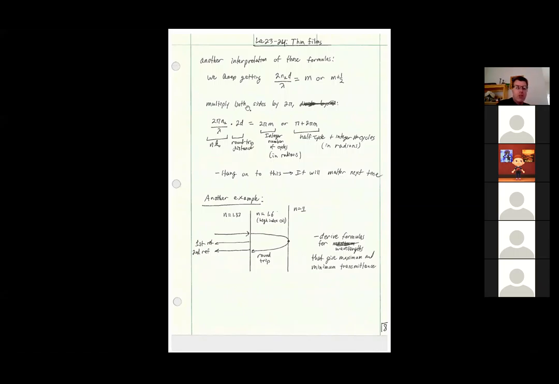If we multiply both sides by 2 pi, then we've got 2 pi n2 over lambda. That's n k naught. And we've got the 2d, that's the round trip distance, and that's equal to 2 pi m, or pi plus 2 pi m, which is an integer number of cycles in radians, because remember that for a sinusoidal function, you go through one cycle when the input changes from 0 to 2 pi, or 2 pi to 4 pi, or 4 pi to 6 pi, etc.